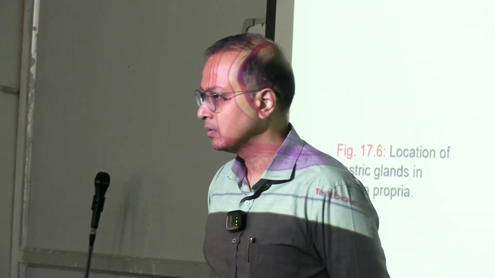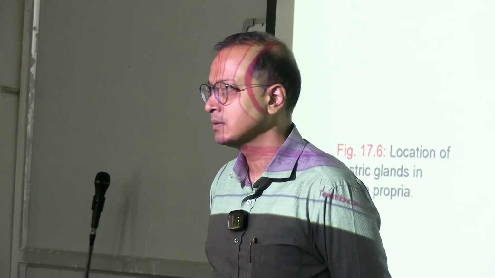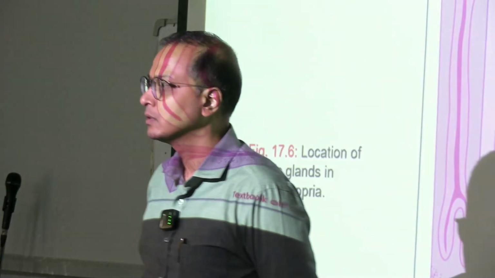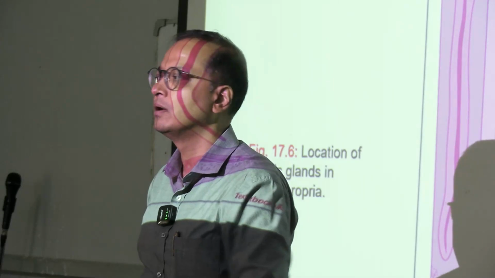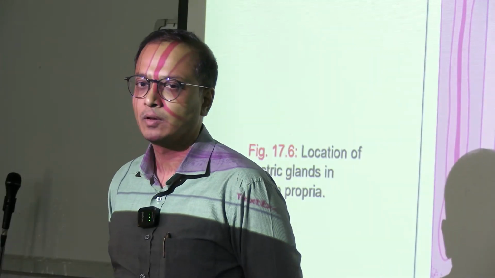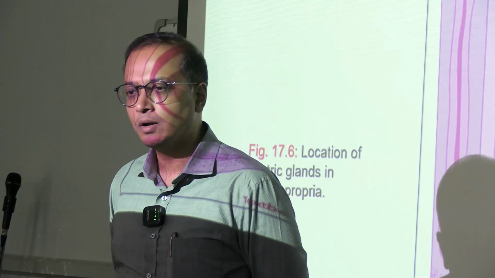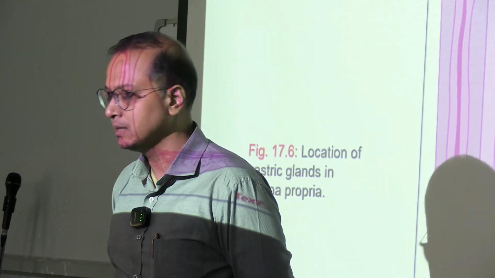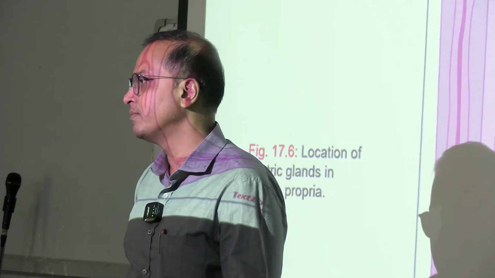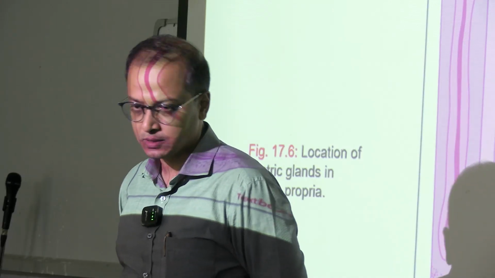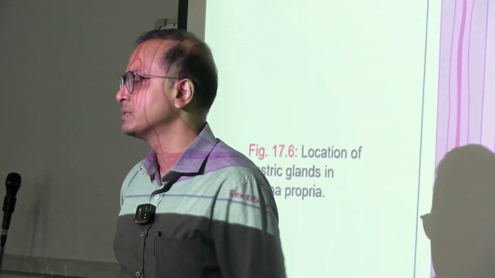How many layers does it have? 4 layers. What are the 4 layers? Right. So you write it down, 4 layers. So 4 layers are there. Out of these 4 layers present in the stomach, which layer has a special character? The mucous layer. Now the mucous layer has a special character.